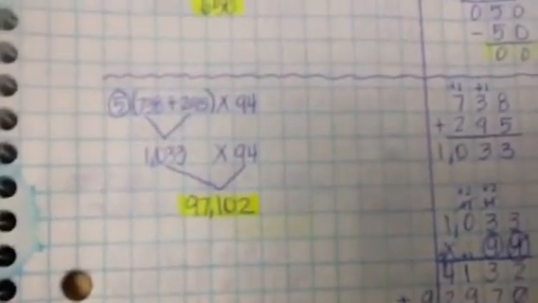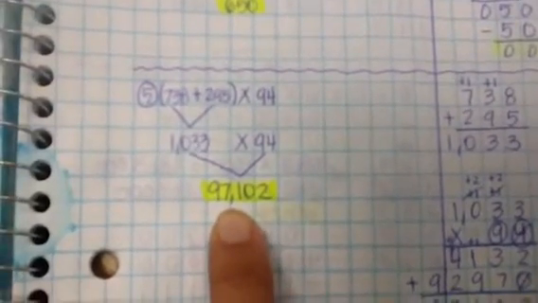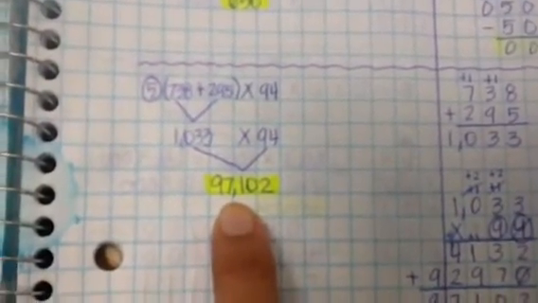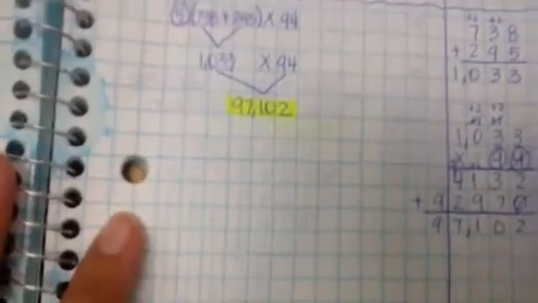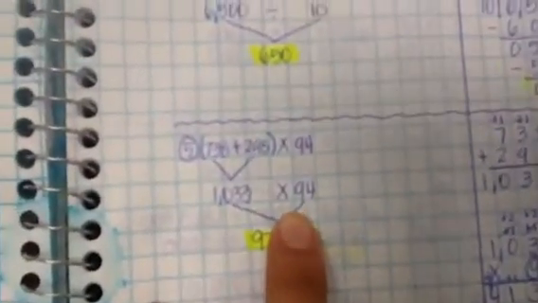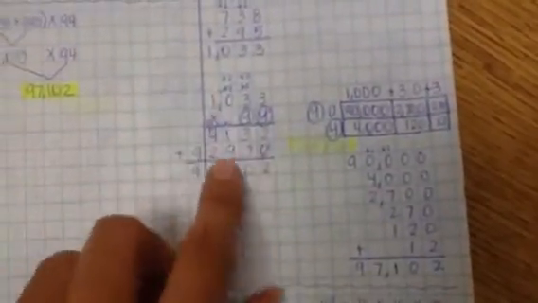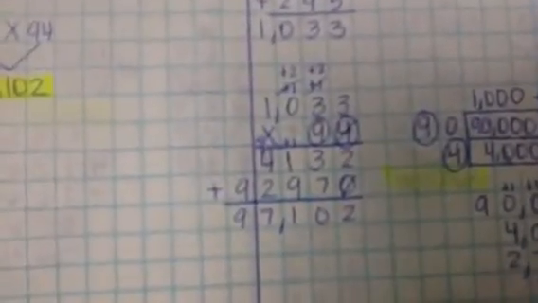All right, then we're going to multiply 1,033 times 94. My answer is 97,102. And how many strategies have I shown you to multiply multi-digit numbers? There were 2 strategies that I showed you. And what are those called? The standard algorithm right here and the area model, partial products. So I did both ways. There's the first way.